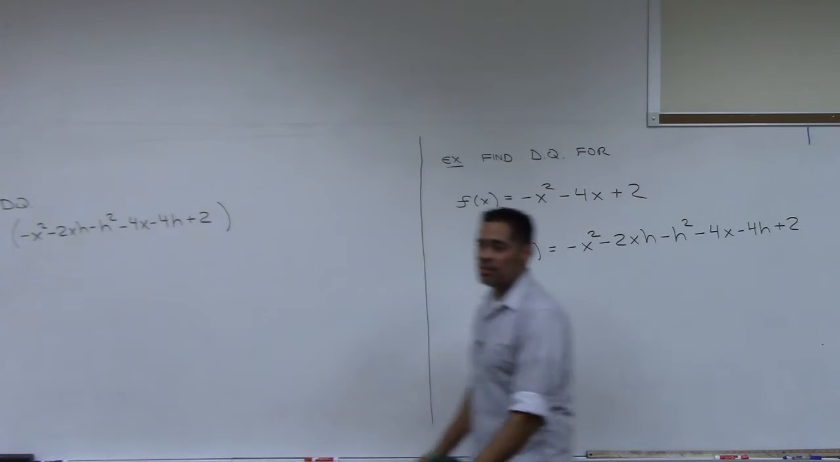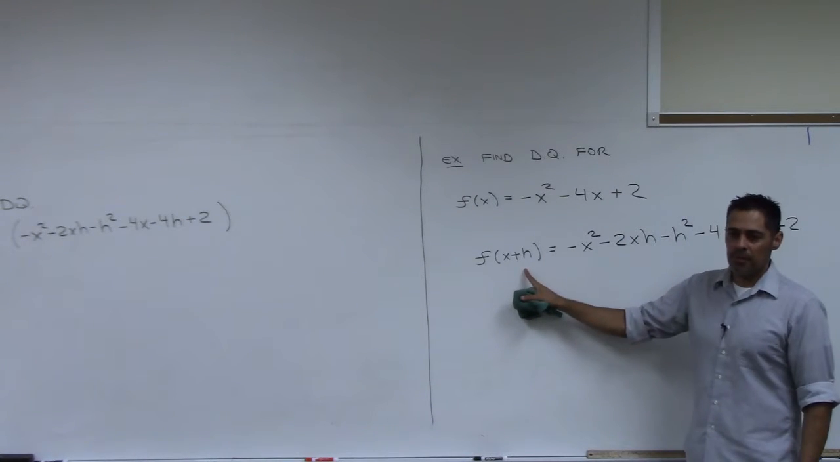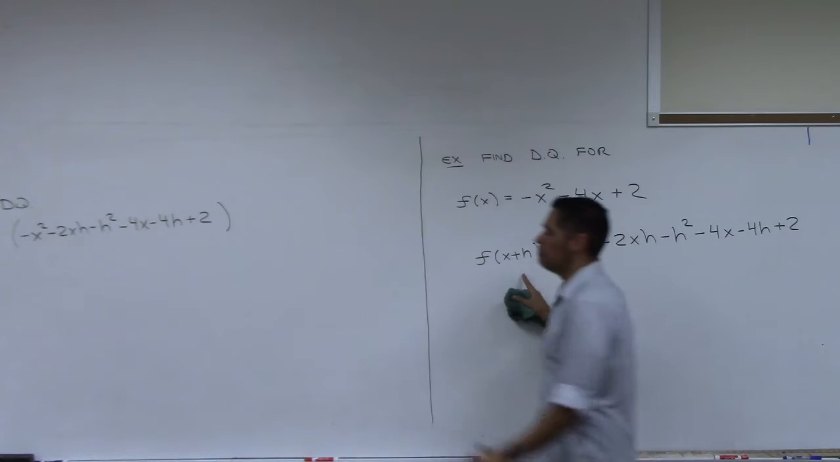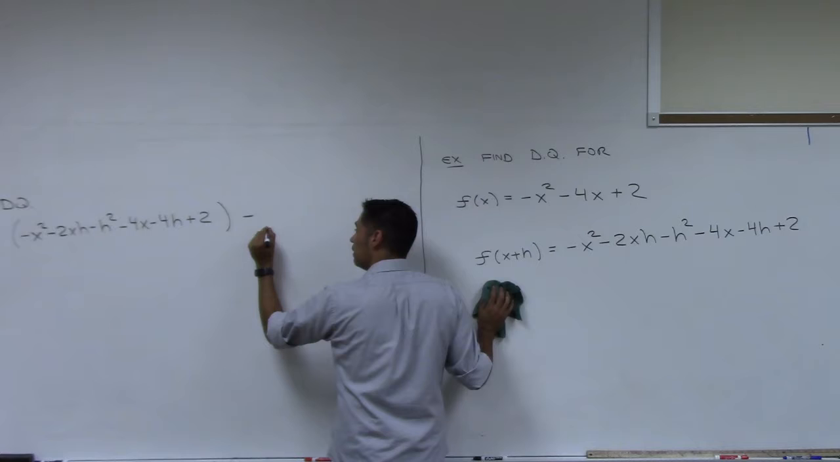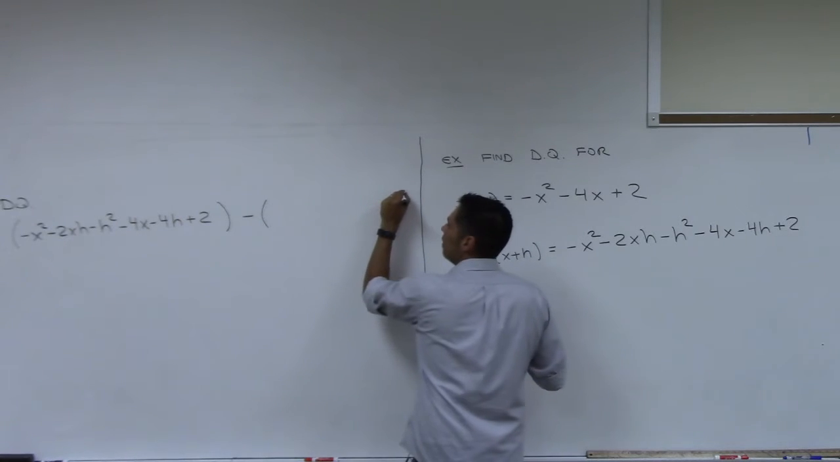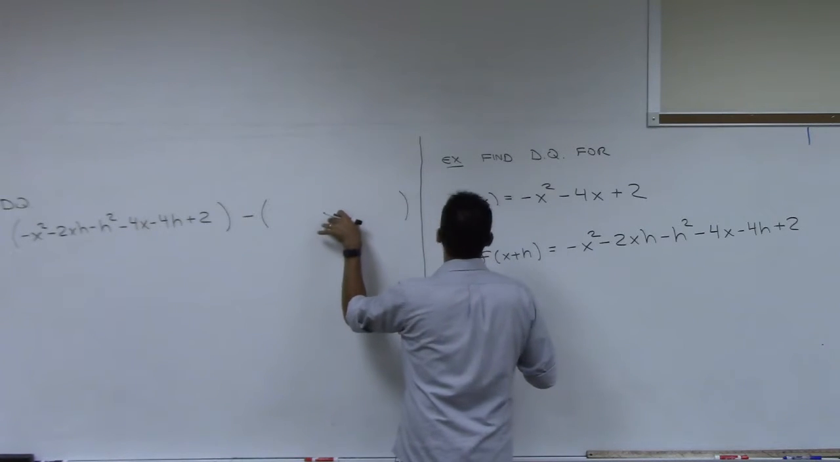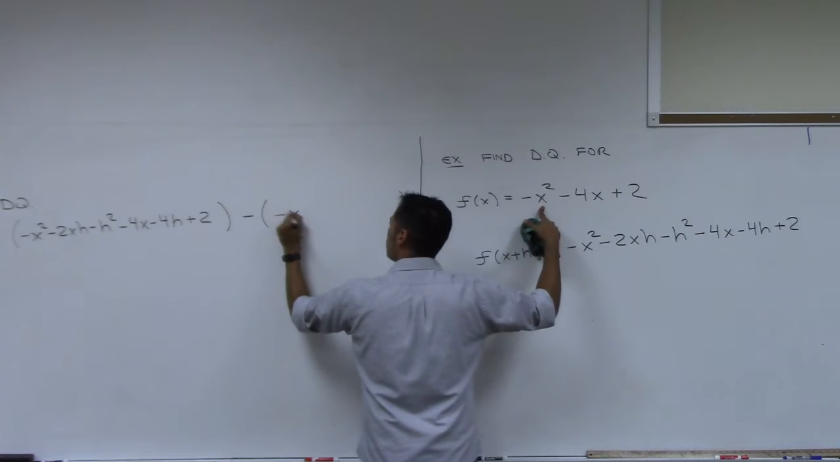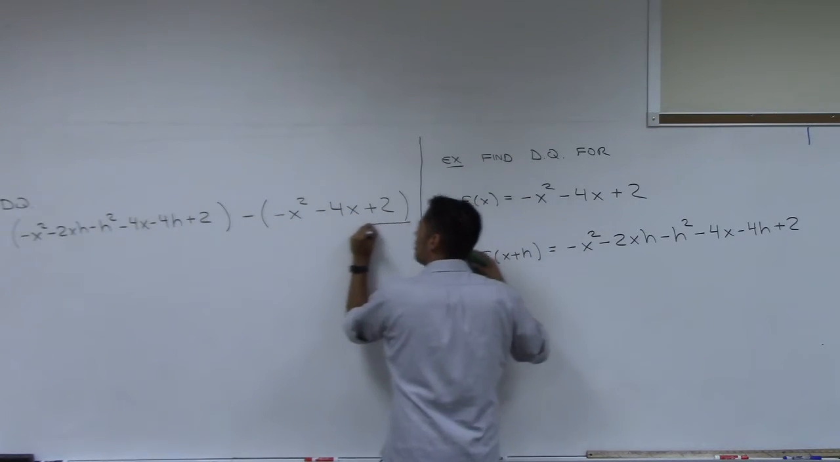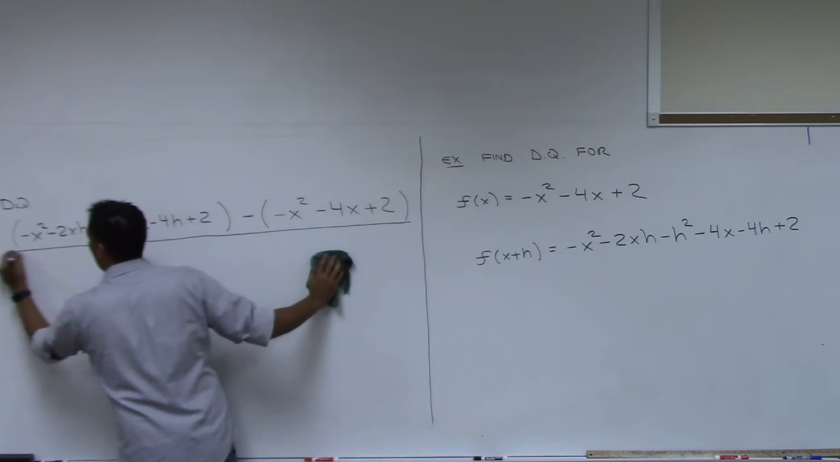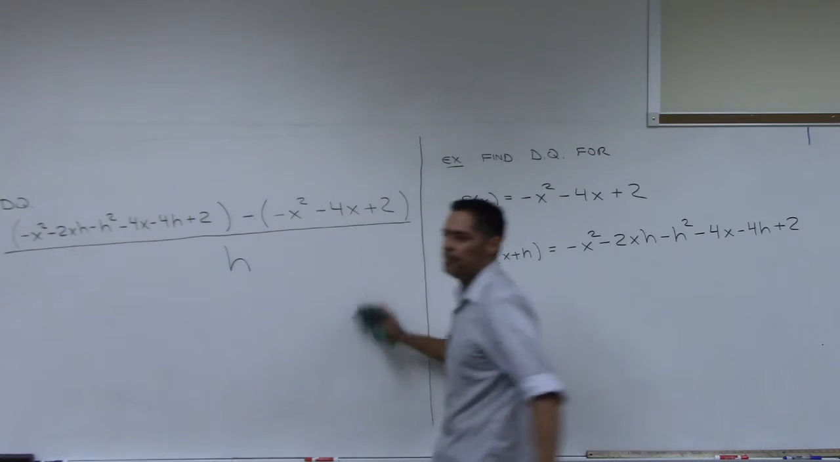That's just f of x plus h, right? Subtract from that, and always put a parentheses. Now I put f of x here. And that's just minus x squared minus 4x plus 2. And that's all over h.